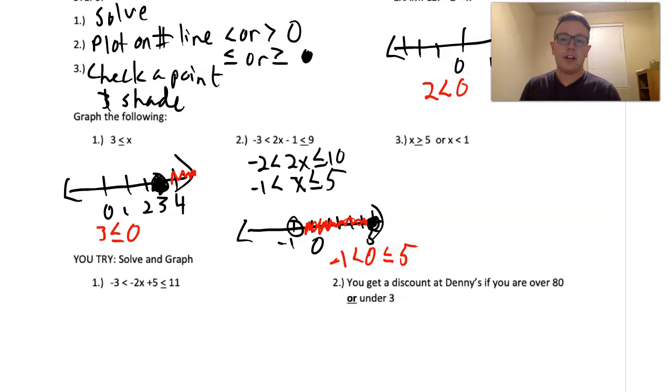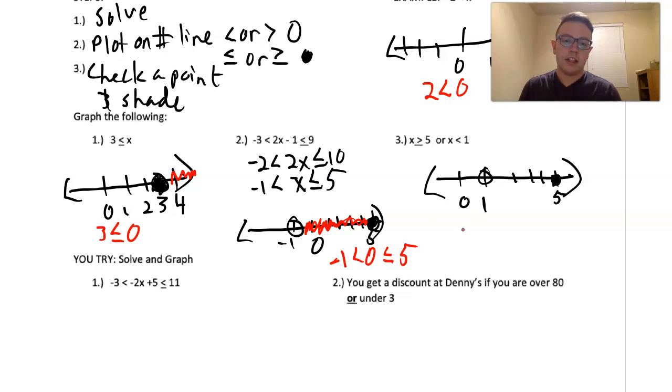Now, for this last one, we have x is greater than or equal to 5, or x is less than 1. Looks like these are already solved, so let's put them onto our number line. We have 5 and 1. For 5, that's going to be filled in. For 1, that is not. Now let's test a point. Let's test 0.